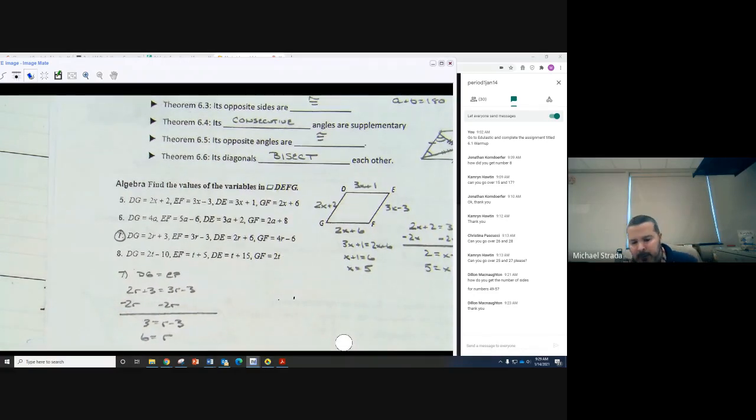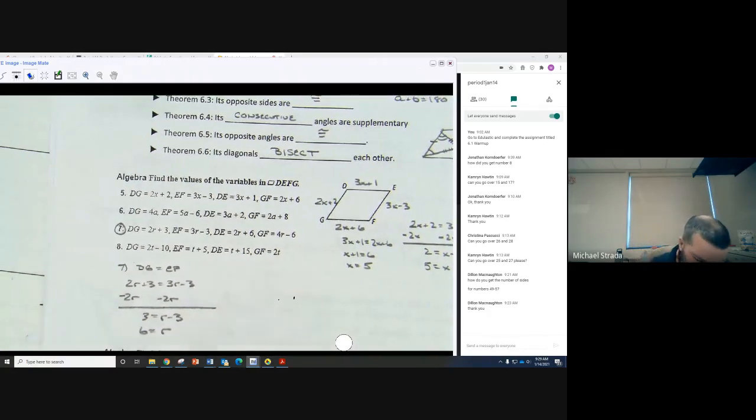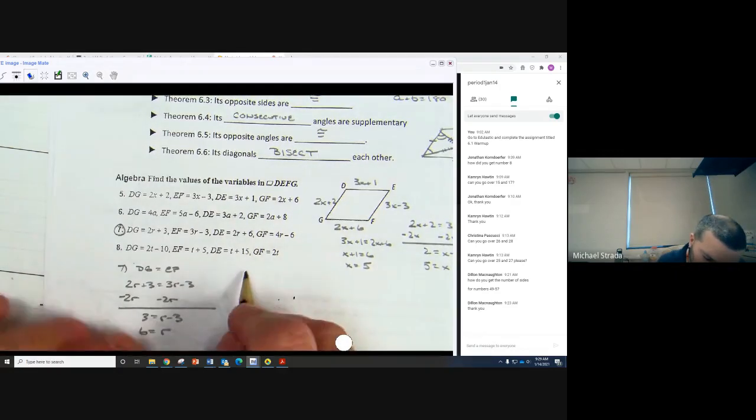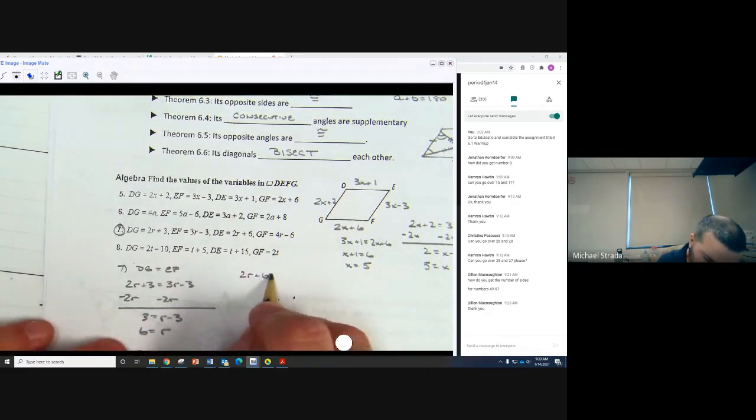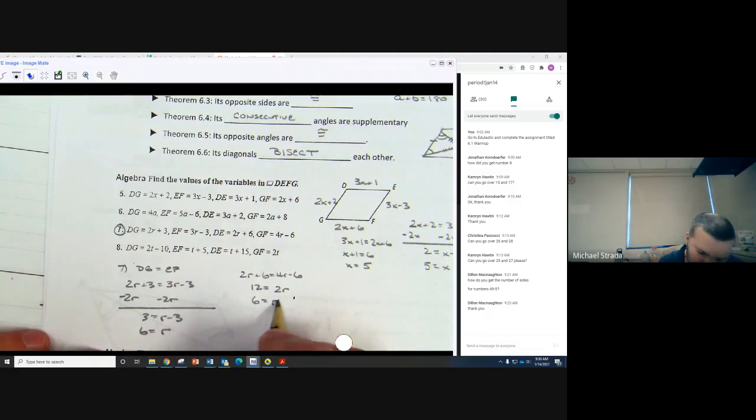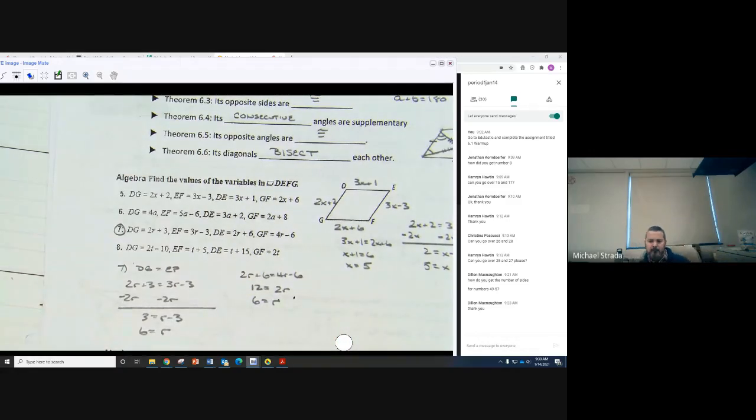All right. So you get R equals 6. If you had chosen the other ones, D, E, and G, F, 2R plus 6 equals 4R minus 6. 2R equals 12. And R equals 6. So it's not going to matter which ones you pick.